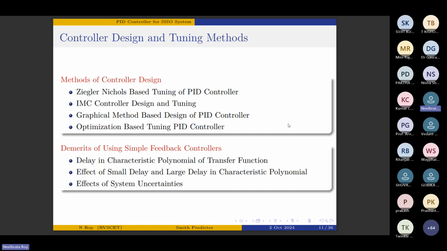The third method is graphical method based design of PID controller. We use either root locus or Bode plot method to design the PID controller. The fourth method is optimization based tuning. The MATLAB toolbox has optimization based tuning.